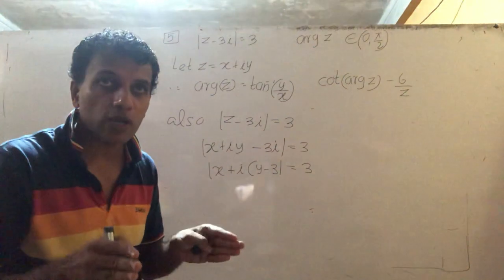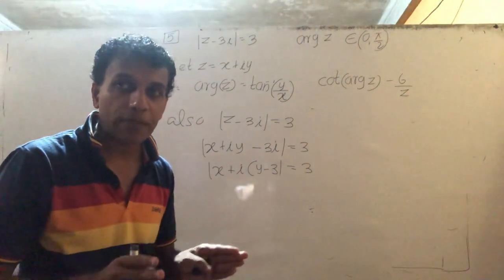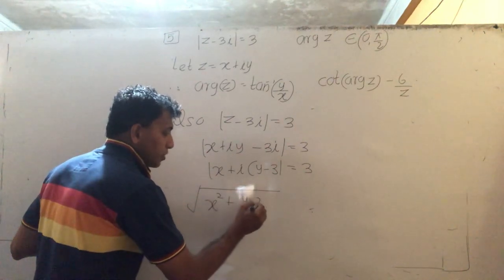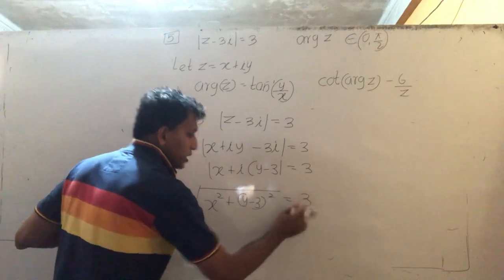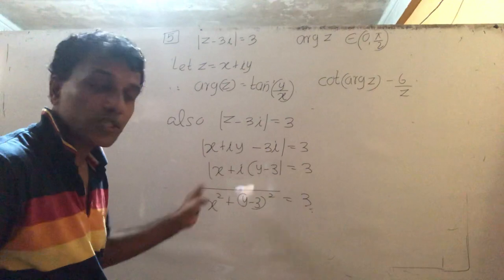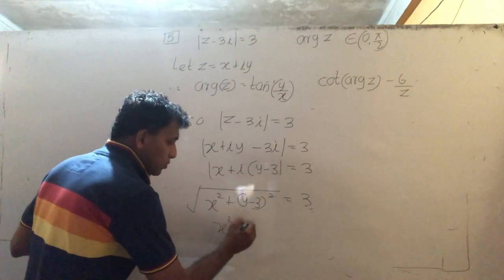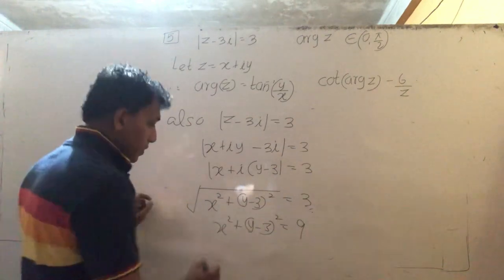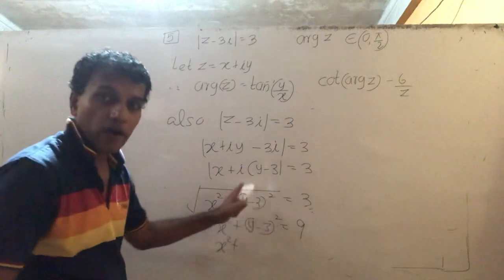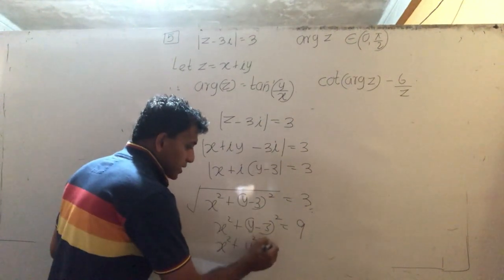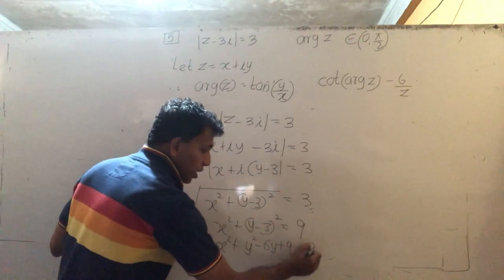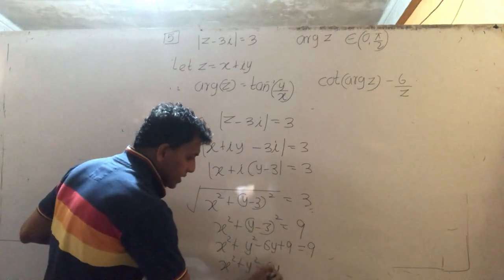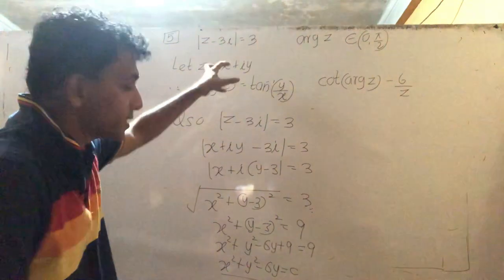What is a complex number's modulus? Square root of real part square plus imaginary part square. This is square root of x square plus y minus 3 square equal to 3. To remove the square root, square both sides, that is x square plus y minus 3 all squared equal to 9. Okay, now expand: x square, if you square it, y square minus 6y plus 9, equal to 9. Therefore, I can take x square plus y square minus 6y equal to 0.